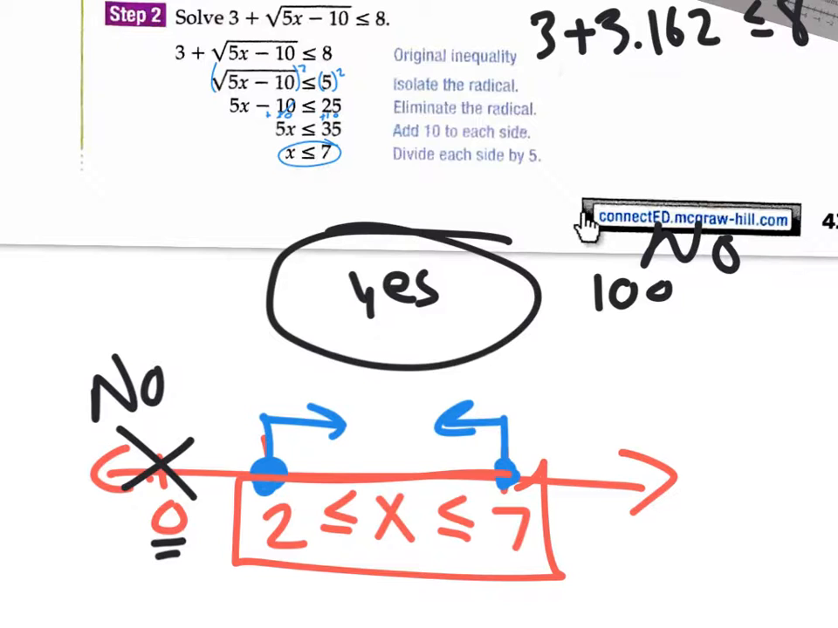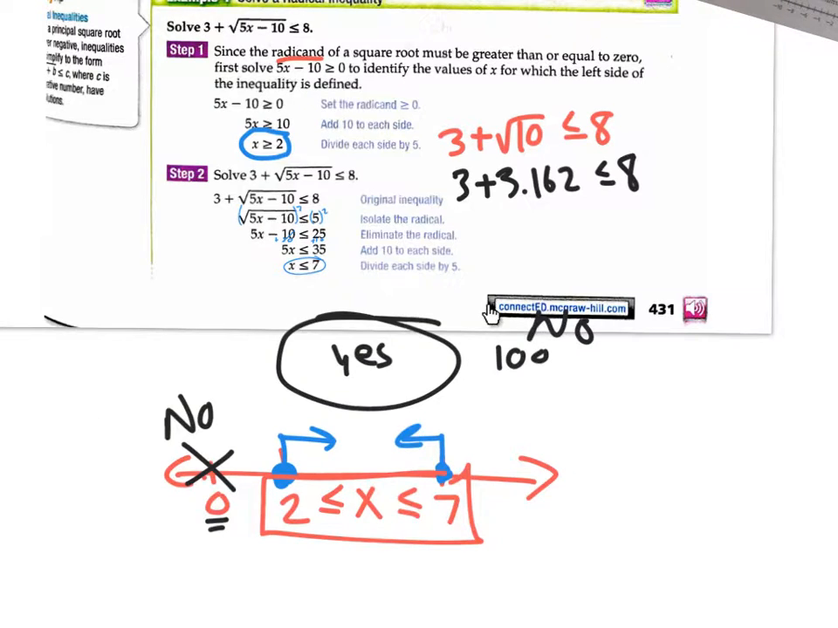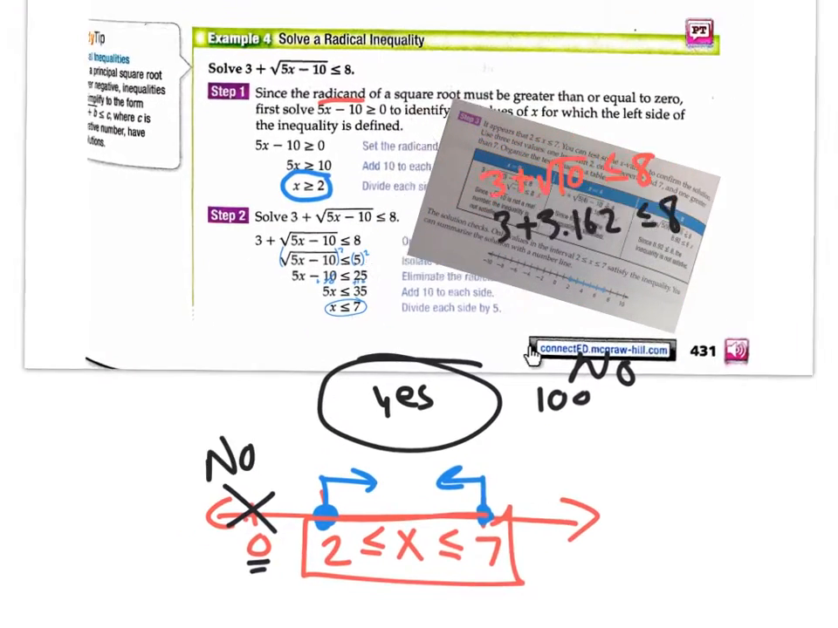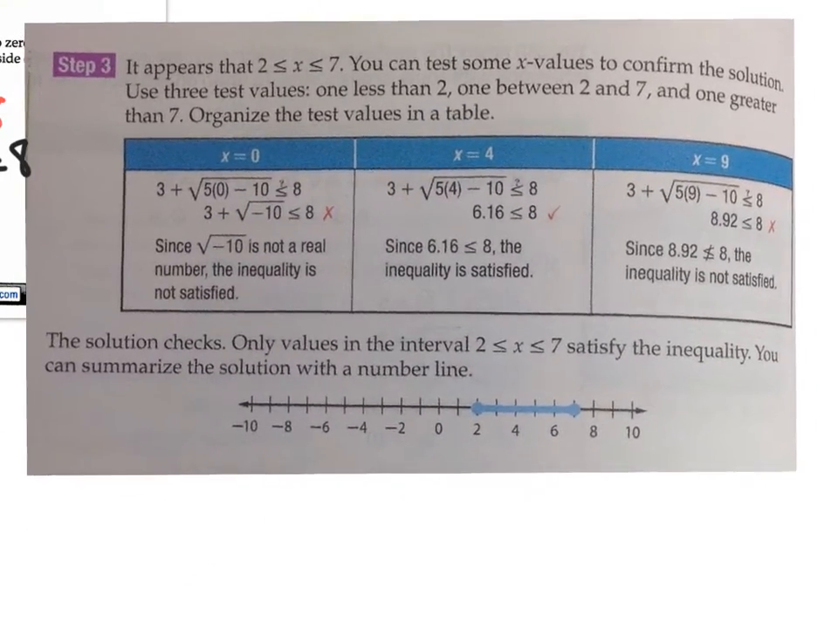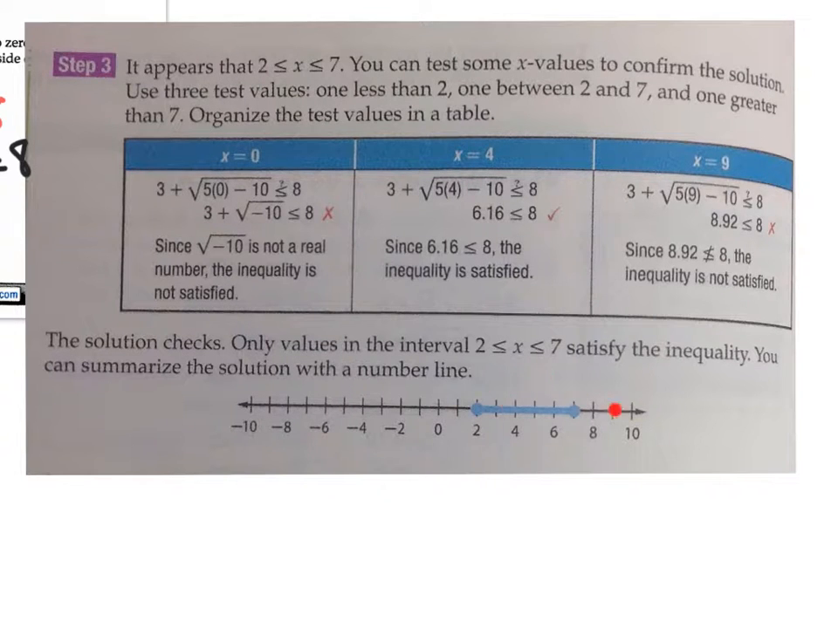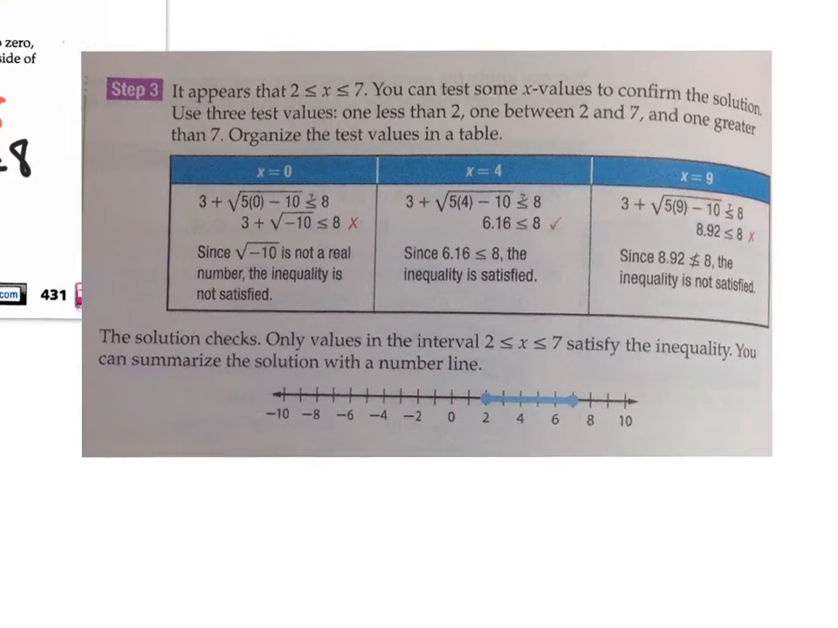Now, you're not always going to get compound inequalities. And if you wanted to see the explanation that the book gives, you could turn the page, and that's exactly what they do. They do the number line that we drew. They put the 2 and the 7. They drew the areas together, but they also checked values that were on the outside and on the inside. Notice they checked x equals 0. It didn't work. They checked x equals 4. It did work. And they checked x equals 9. It did not work. So the book explains it all.